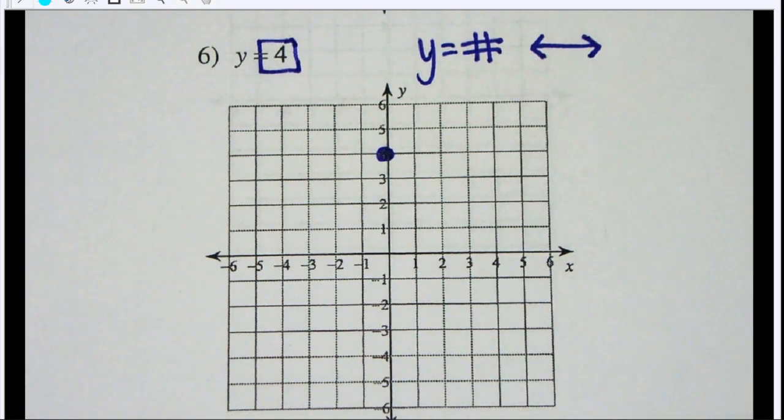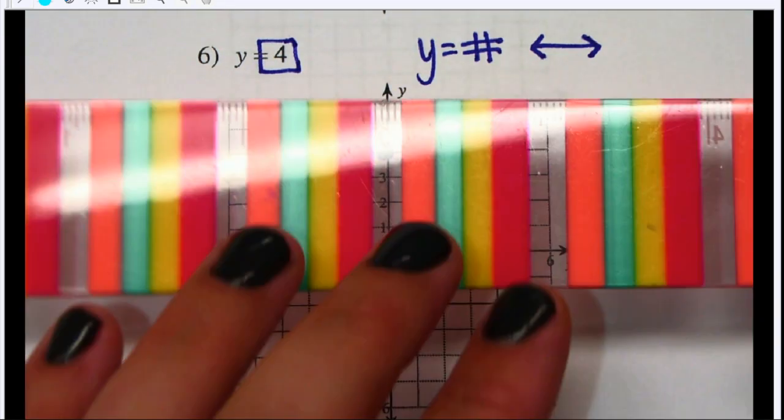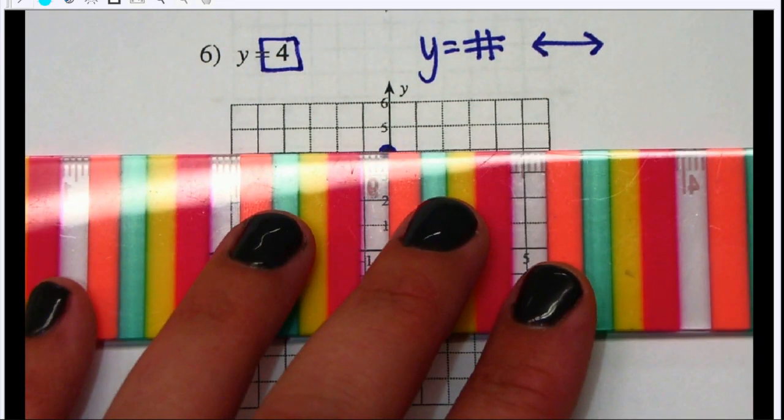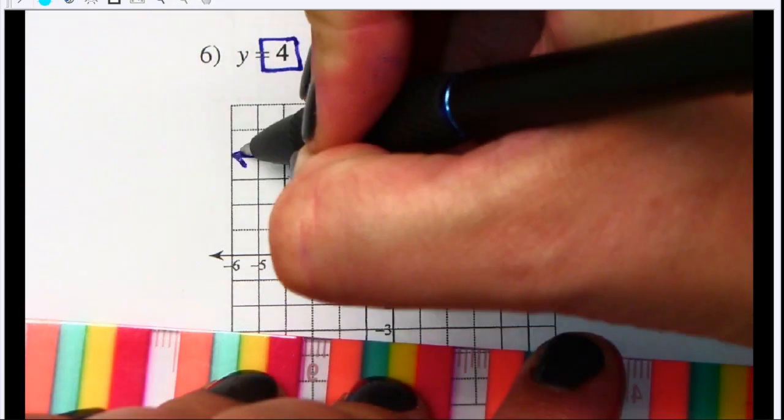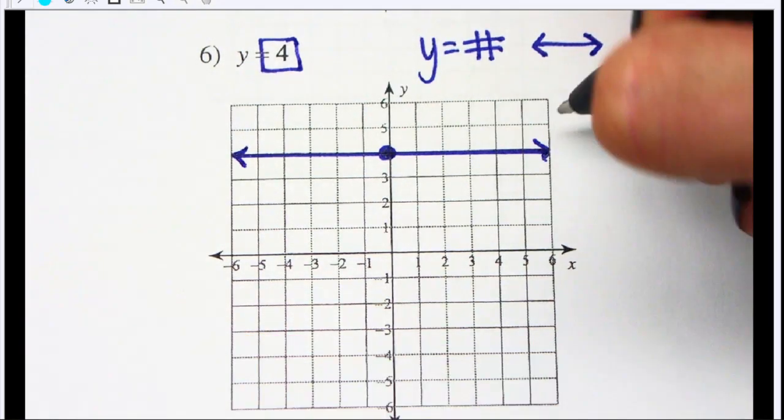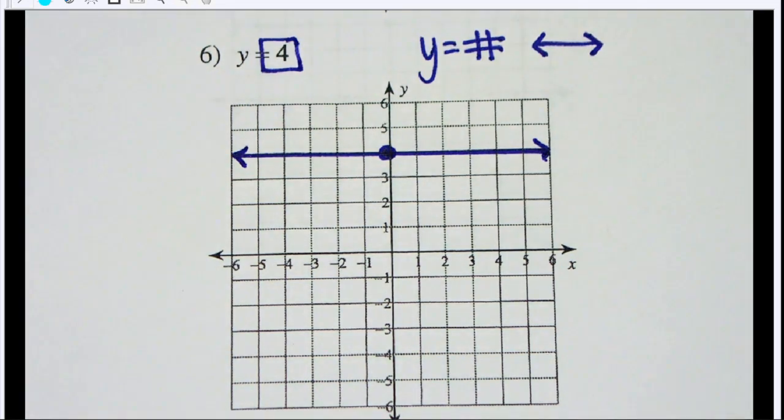Will we go up 4? Yes, you go up 4. Okay. So you go up 4, and then we're just going to draw a horizontal line. So if it's y equals a number, you always go left to right. It's parallel to the x-axis, meaning they'll never cross each other.